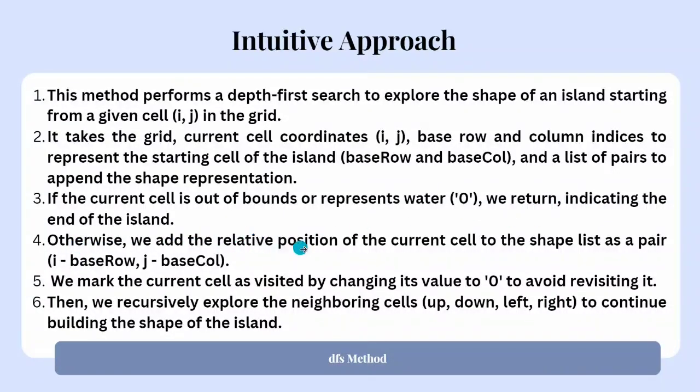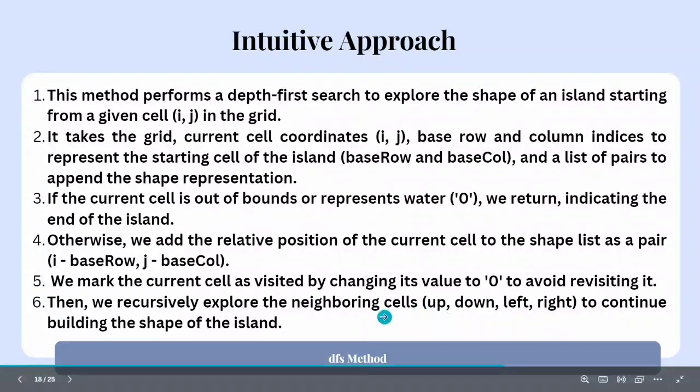Otherwise, we add the relative position of the current cell to the shape list as a pair of i minus base row, j minus base column. The reason why we are doing this is very interesting, and we will see that in the tracing of the problem statement. Then we mark the current cell as visited by changing its value to 0 to avoid revisiting it. And finally, we recursively explore the neighboring cells in the order of down, up, right and left to continue building the shape of the island.